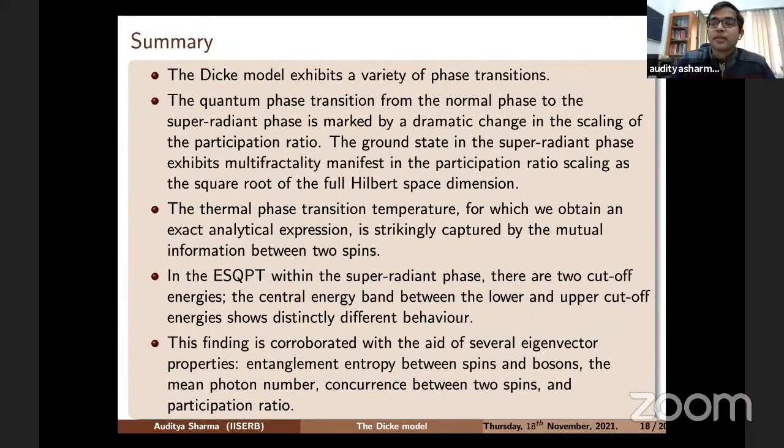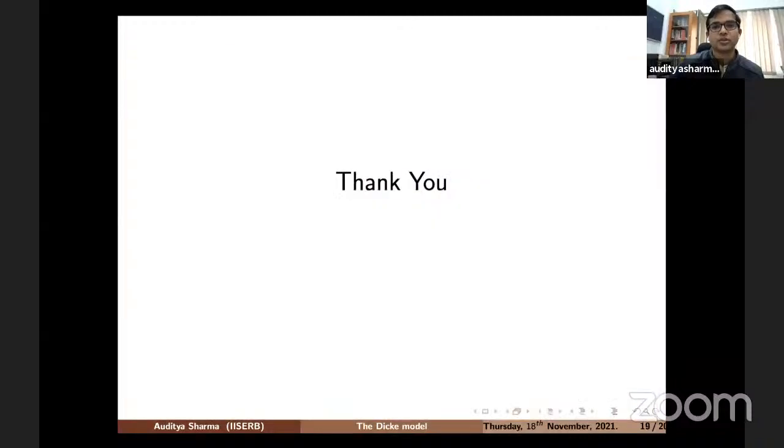So although there is some discussion about this in the literature, the lower cutoff is what apparently seems to be accepted as an ESQPT. The upper one is still a matter of debate. But anyway, our findings suggest that this is very clearly seen even with eigenvector properties. It's not just eigenvalues. In fact, we get entanglement entropy between spins and bosons, mean photon number, concurrence between spins, and participation ratio. All of them are able to show the three bands and how distinct they are. Okay, thank you.